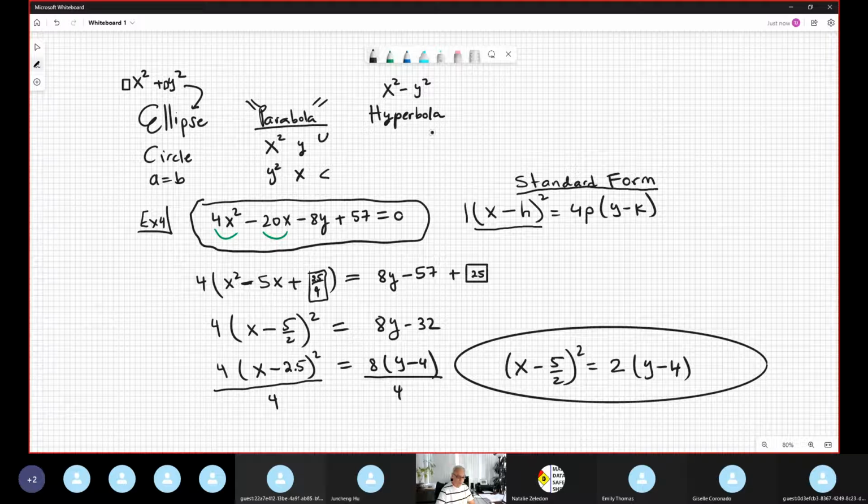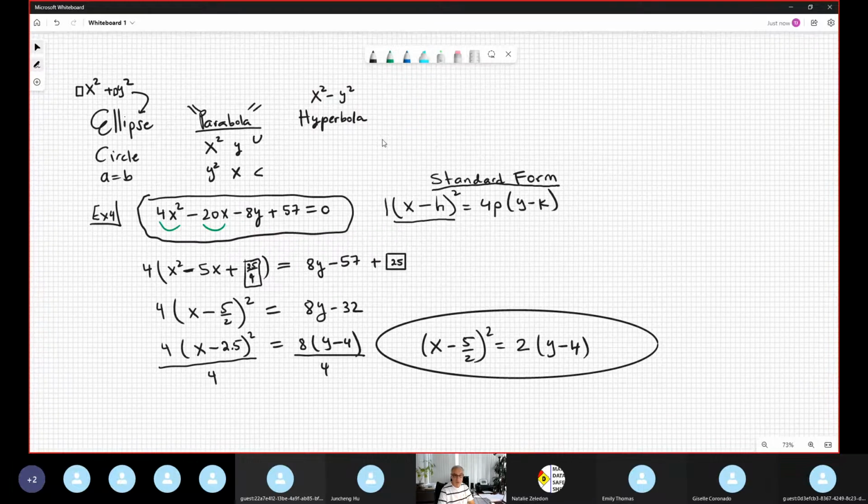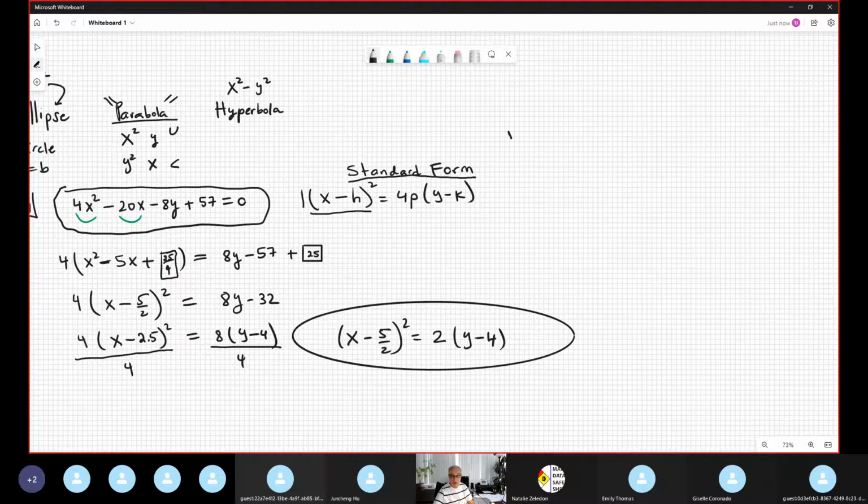Okay, so now H is solved with 5 over 2 or 2.5, either way. So the vertex of this parabola is at the point 2.5 or 5 over 2 positive, comma 4. Comma 4 or comma negative 4? Comma 4. Comma 4. And 2p no.